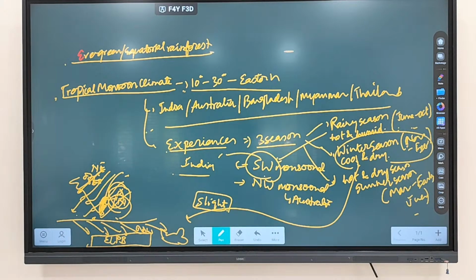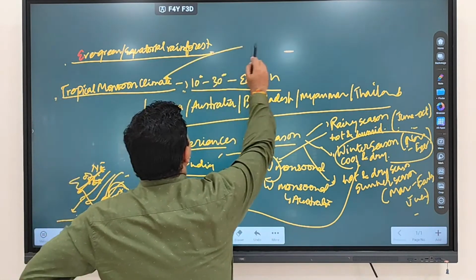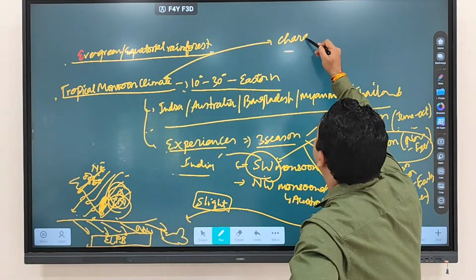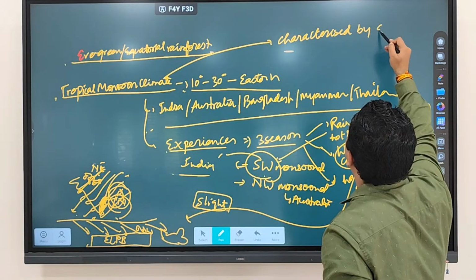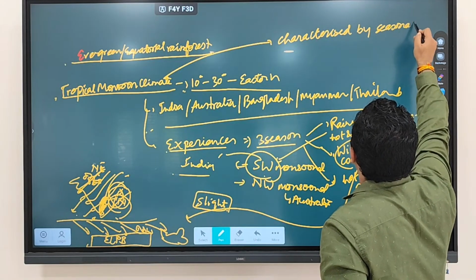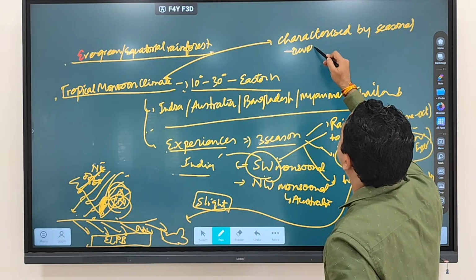So another important thing that we have discussed is that it experiences three different seasons. That's why the tropical monsoon climate is characterized by what? It is characterized by seasonal reversal of wind.